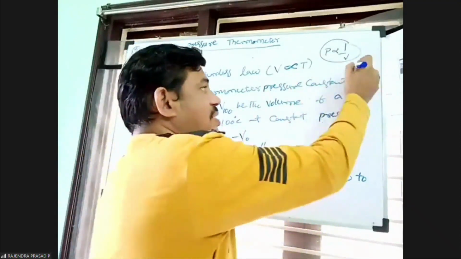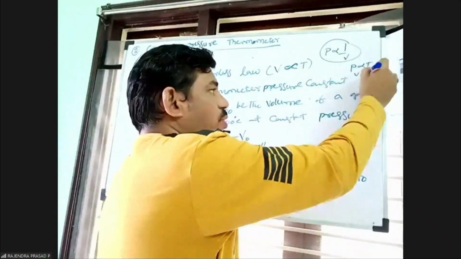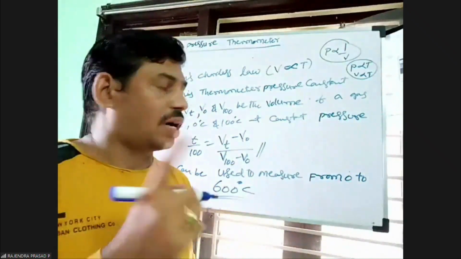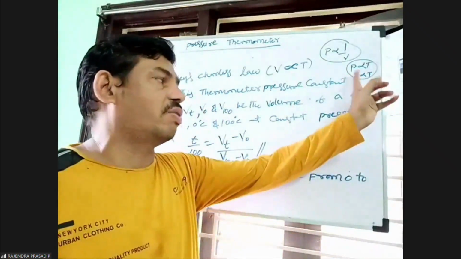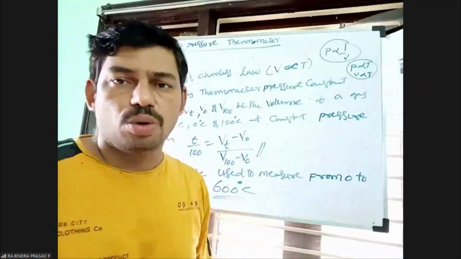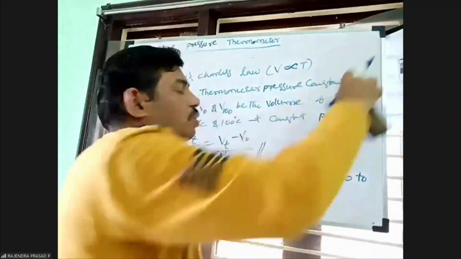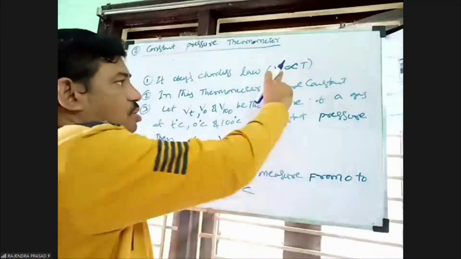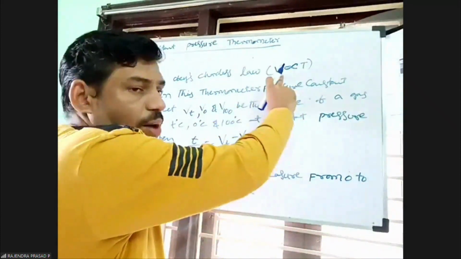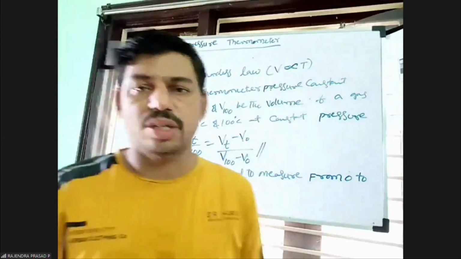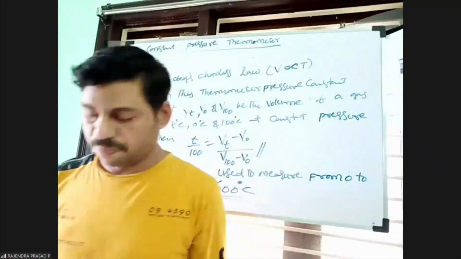So Charles' law: at constant volume, P is proportional to T, one law. At constant pressure, V is proportional to T, another law. Two laws are Charles' laws, and only one is Boyle's law. So this also obeys Charles' law: at constant pressure, the volume of a given mass of a gas is directly proportional to absolute temperature. This is called Charles' law.